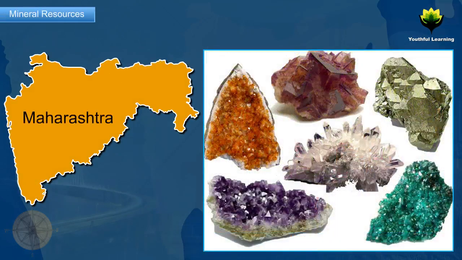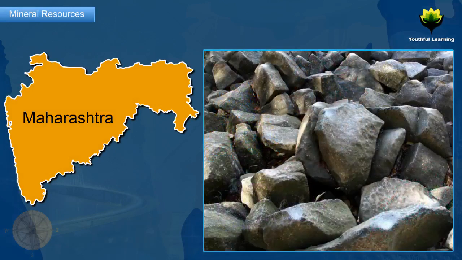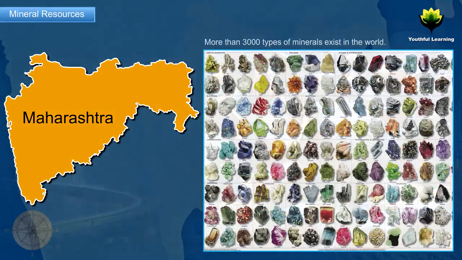Mineral resources. A mineral is a naturally occurring, economically important, solid material extracted from the earth. Rocks are made of various minerals. Hence, minerals can be found across various areas of the state. More than 3,000 types of minerals exist in the world.